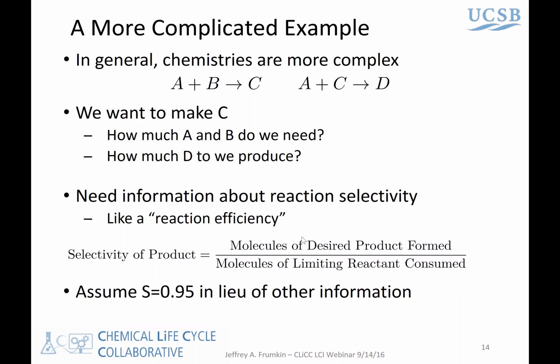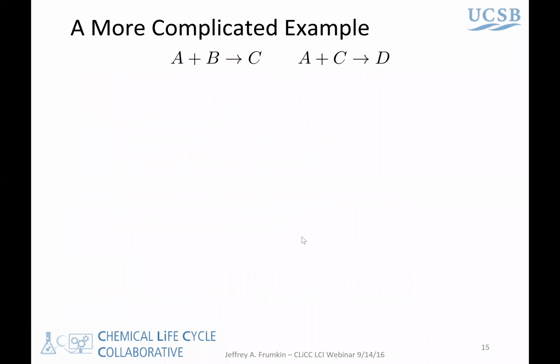However, in the stoichiometric approach, we're assuming that the only thing we know is the chemistry involved, or maybe just the chemical involved. So we're not going to, in general, have information about the selectivity. To overcome this, we're just going to assume that the selectivity is about 95%. So we're going to assume about 95% of the limiting reactant is going to make what we want, as opposed to making what we don't want. We can use this estimation as a surrogate for better process information.